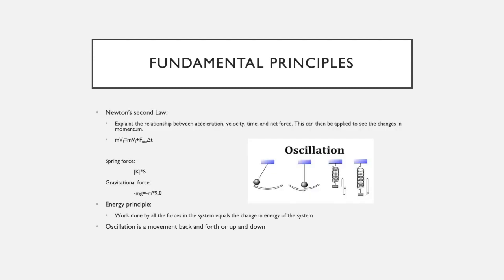We are using Newton's second law to predict the motion of the mass through the forces being applied to the mass at all times. Newton's second law states that the force is equal to the change in momentum over the change in time. So, the net force of the swing is equal to the mass times the change in velocity over the change in time.